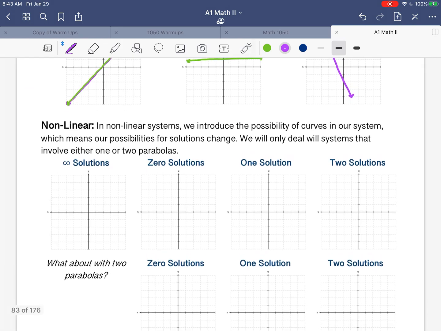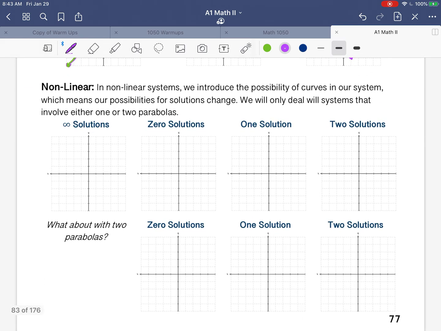Today we're going to be talking about nonlinear systems, which just means that we introduce the possibility of curves in our system. But that also changes the possibilities for solutions, because once we have lines that curve, we can have more than one solution. So we're going to just draw some of these scenarios. We will really only deal with a specific kind of curve, something that we're used to, and that is quadratics. So we're going to be dealing with systems that either have one or two quadratics in them. If there's only one quadratic, usually the other one is a straight line.